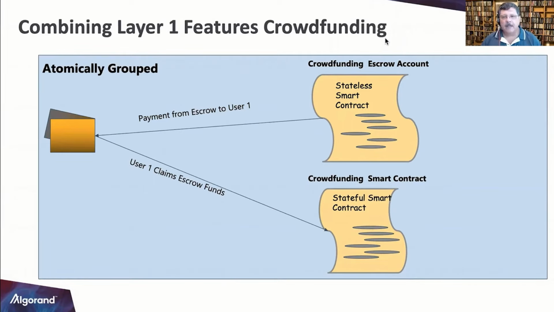And you take maybe a stateless smart contract to do some of that logic work up front, and you get the payment from the escrow to user one. And then the user then claims the escrow funds, right? Whoever's doing that. And then you might have a smart contract that is a stateful smart contract involved there to actually complete this whole process. So once again, here we're combining stateless with stateful, all atomically grouped.